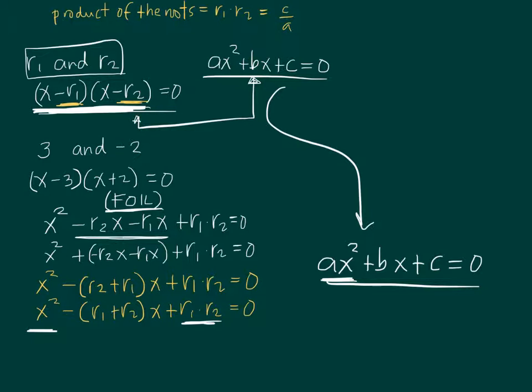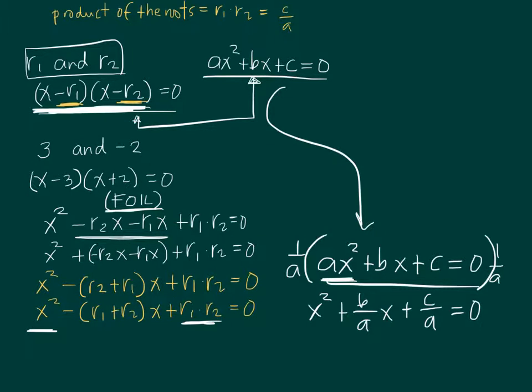But that's not a problem, because all we have to do is to multiply this by 1 over a on both sides. And if we do that, we will have x squared plus b over a x plus c over a is equal to 0. And we can now clearly make a correspondence of each term of these two equivalent equations.